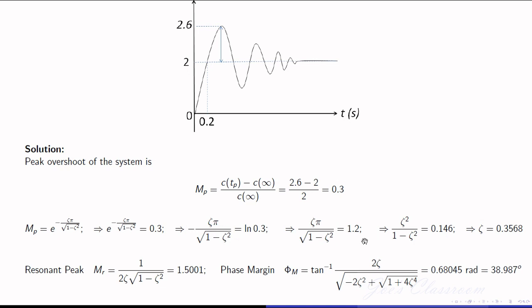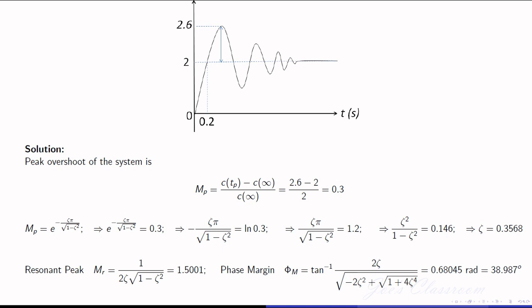So ln 0.3 is minus 1.2 basically, and since there is a negative sign here, this will become plus 1.2. And to find out zeta, you need to square on both sides. If we square on both sides, this will be pi square and this will be zeta square. So the denominator will be 1 minus zeta square, and the pi square can be brought to the other side, that is 1.2 the whole square divided by pi square is going to be 0.146. And again, if you do a little bit of simplification, you will get this value of zeta. So once zeta is obtained, we can directly substitute the zeta value in the expressions of resonant peak and phase margin. Both these expressions don't require anything other than the damping ratio. Just substitute, you get the values.